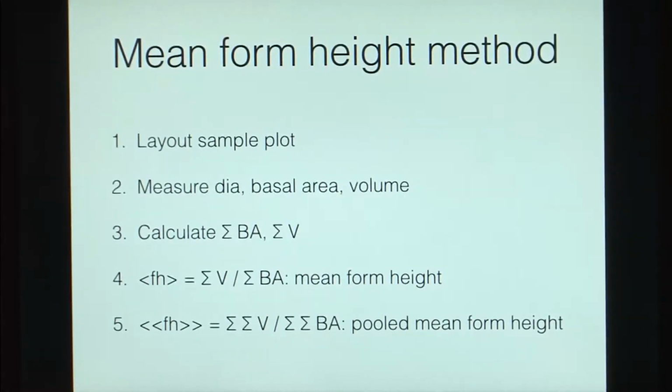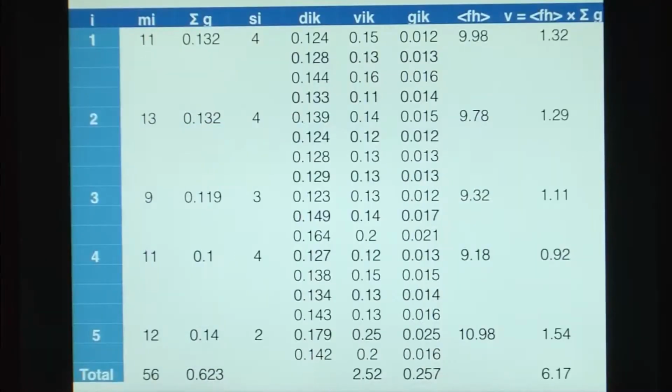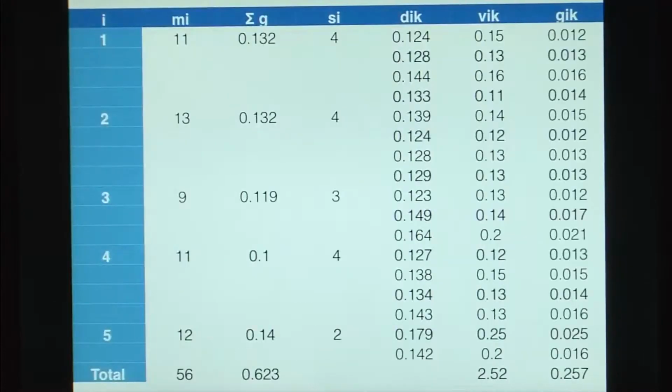So, mean form height is given by the sum of the volumes divided by the sum of the basal areas of the trees, and we can also use pooled mean form height by taking measurements from a number of sample plots. And then we did this question in which we used both the form height and the pooled form height to get the volume density. Then we also looked at the regression method of computation of the volumes.